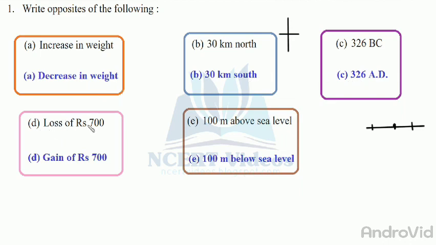Now D part, loss of rupees 700. So if you have lost 700, the opposite would be you are gaining 700. Now 100 meter above sea level. So this is your sea level. Its mark is at 0. That means something is about 100 meter above it. Now its opposite would be something is below 100 meter. Mean sea level is 0 and opposite is negative of 100. This was your question 1.